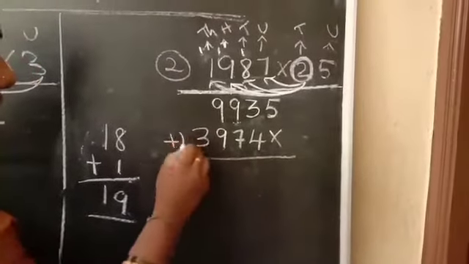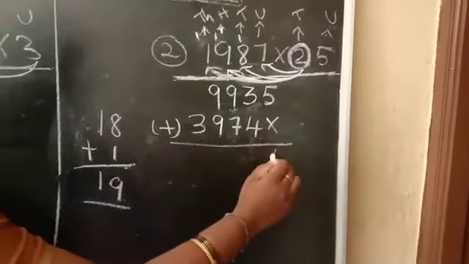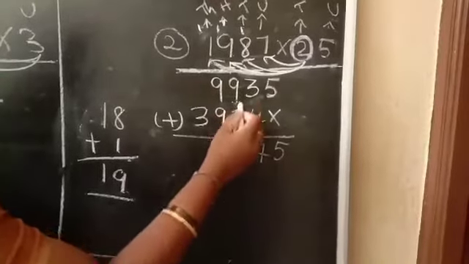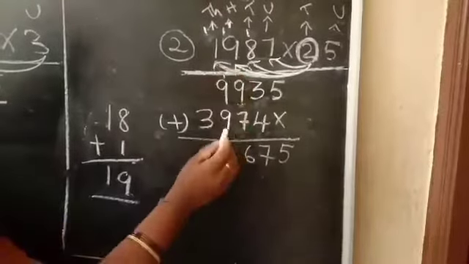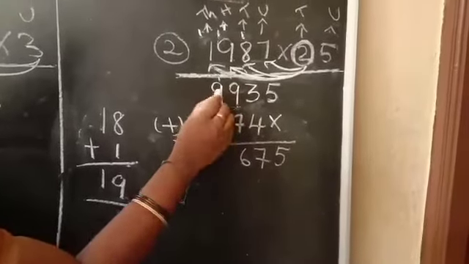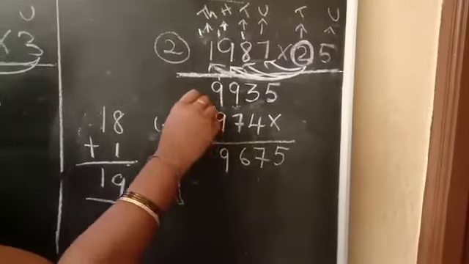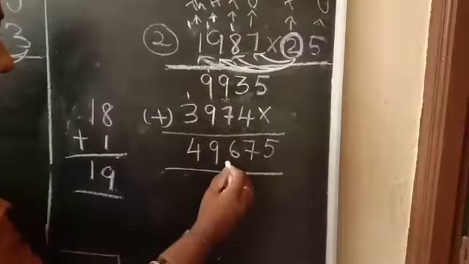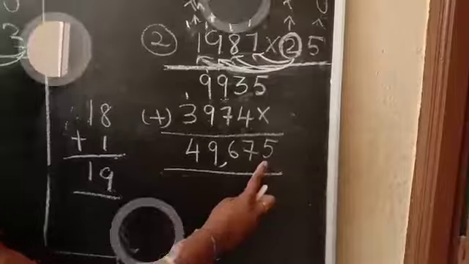Next, we'll add. Here no number, only 5. 3 plus 4 is 7. 9 plus 7 is 16. 1 should be carried. 1 plus 9 is 10. 10 plus 9 is 19. Remaining 1. 3 plus 1 is 4. Our answer is 49,675.